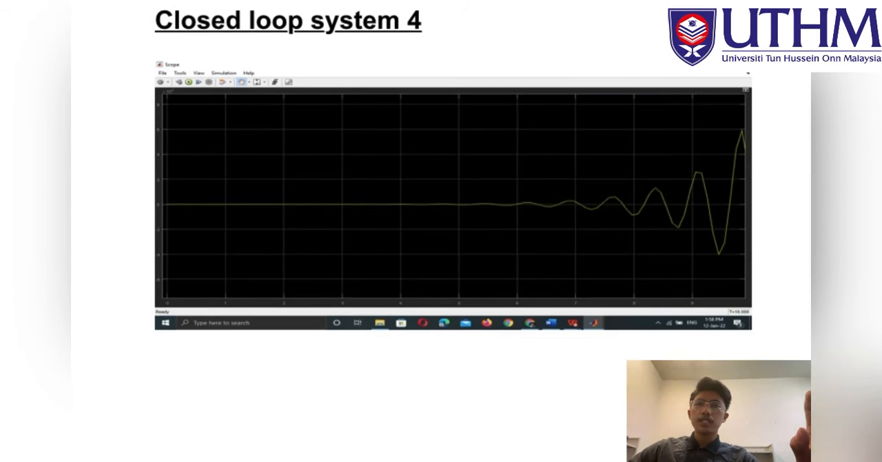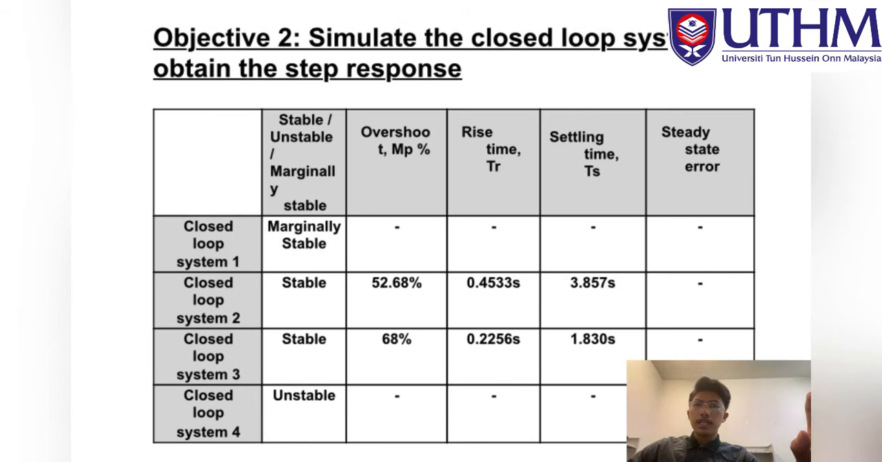Okay, closed loop system 4. This is closed loop system 4. After you run the circuit, you will get the values in the table. Okay, closed loop system 1 is marginally stable and doesn't have overshoot, rise time, settling time, and steady state error.